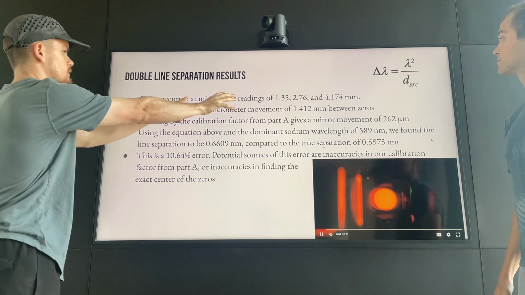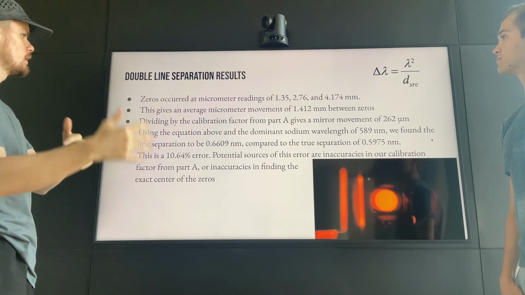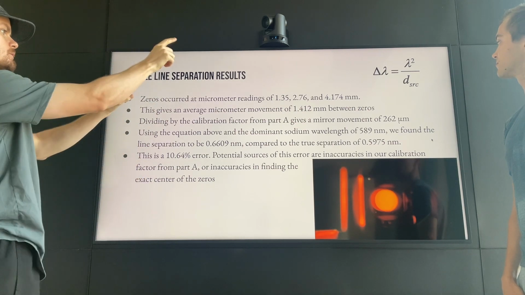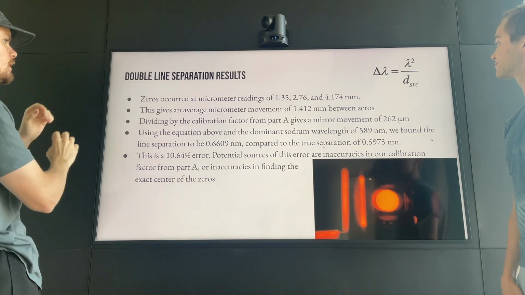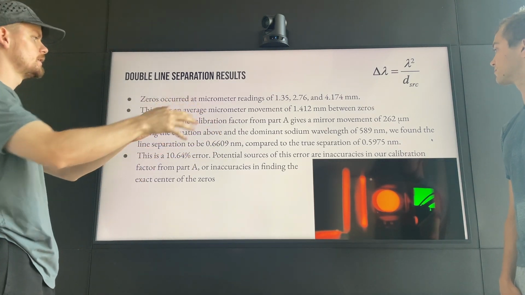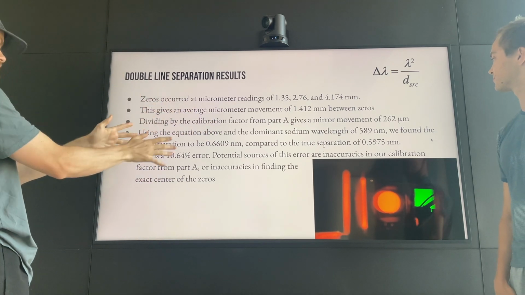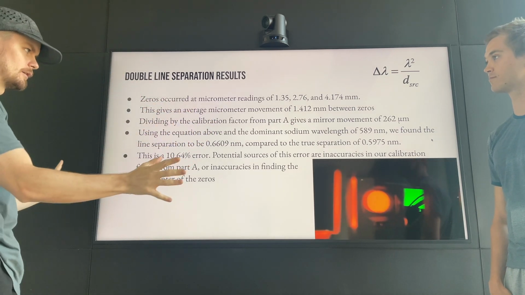We found these as our zero points. You can see them right up there. We took the average between those, and then dividing by our calibration factor actually gave us that d source term, which is really our delta OPD. And then using that equation, we were able to find the separation to be about 0.6609 nanometers, 6.6 angstroms, which is pretty close to the true separation of about 6 angstroms. 10.64% error, but on a small scale.